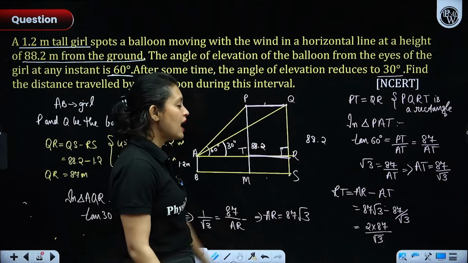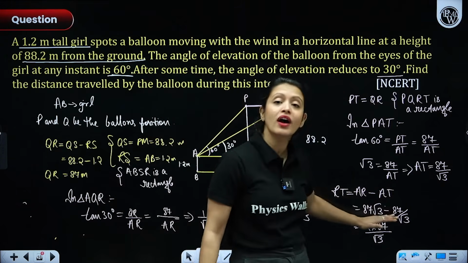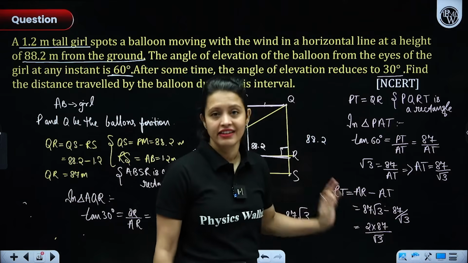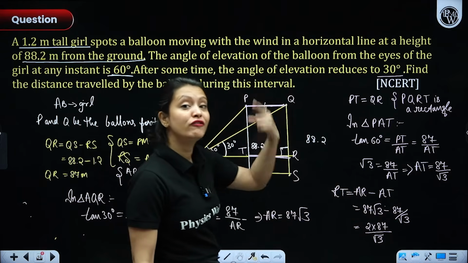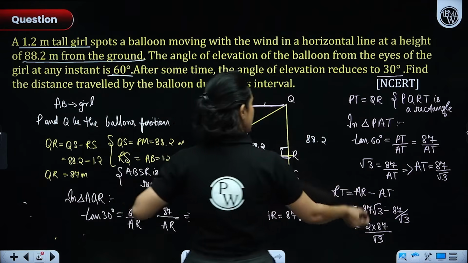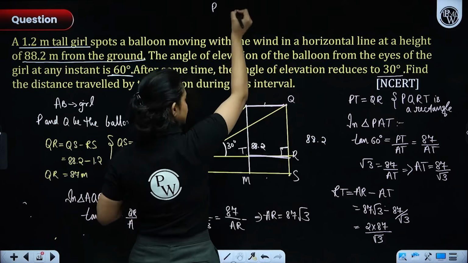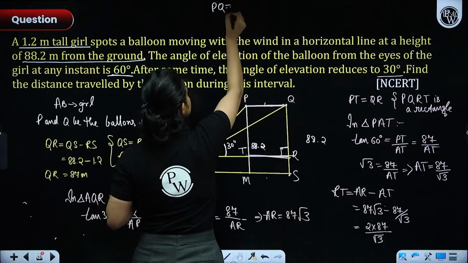Okay? So now, as I've told you, you cannot leave the denominator as irrational. So you will do what? You will first rationalize it. Okay? So let's just do it here. I'll write it like this. Okay? PQ is equal to RT.